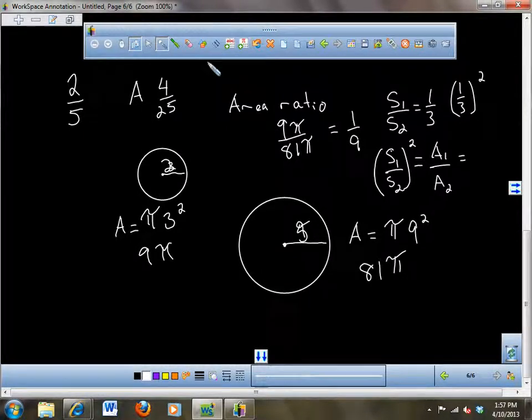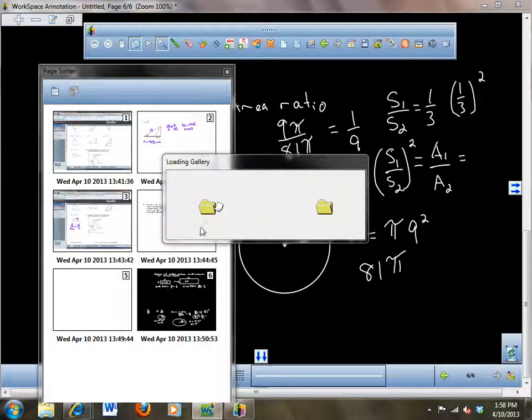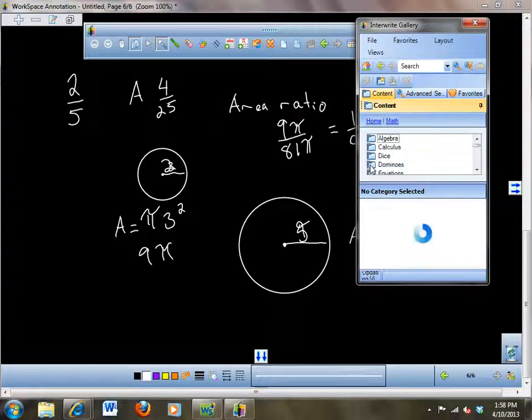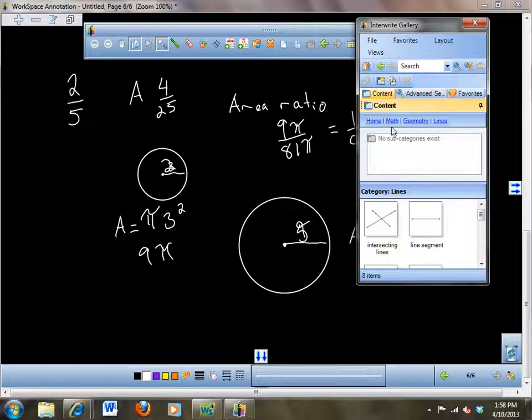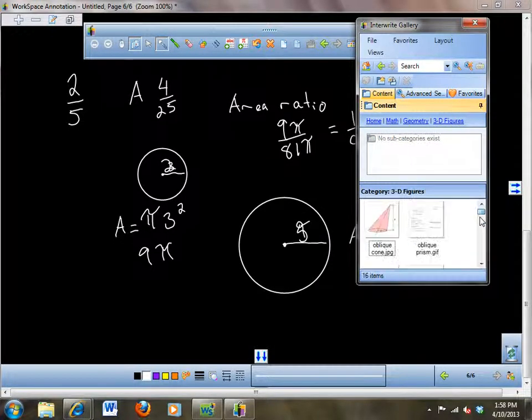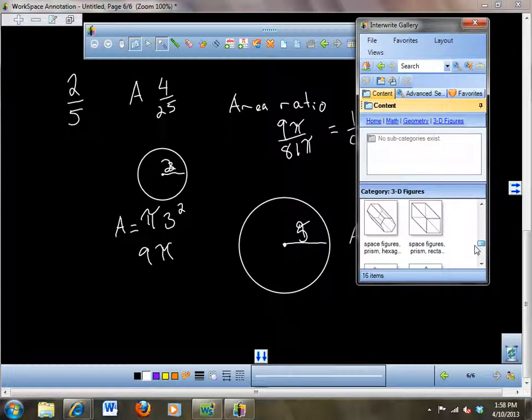All right. So now we're going to go on to volumes. I'm going to go to my gallery. Where's my gallery? Is this gallery? This is gallery. Okay, I can close that. So now we're going to go to geometry, 3D figures. There we go. So somewhere in here I have a space. I guess we'll do this one.